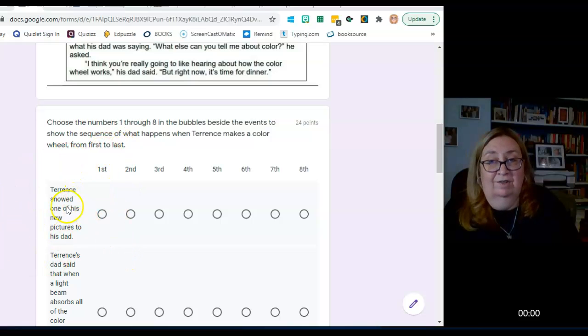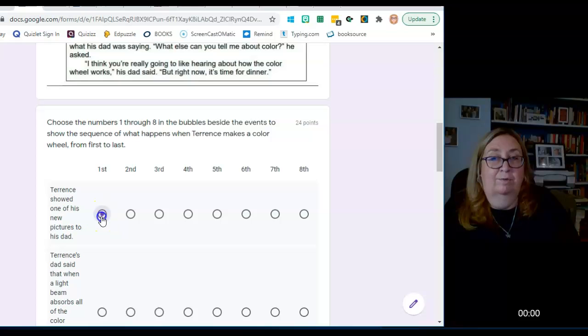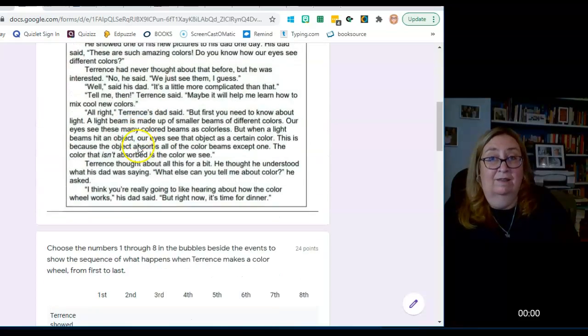So if the very first thing he did was show one of his new pictures to dad, you're going to choose the first bubble. That's all. So you're only going to have one thing in the first column. Only one thing can happen first. And this thing can only happen at one time. So you're going to have one bubble per column, one bubble per row. They are in order here. So once you scroll down and you can't see the top anymore, you just count 1, 2, 3. If that's fourth, I'm going to put it fourth. So that's how you're going to show me what the sequence of events were in this story.